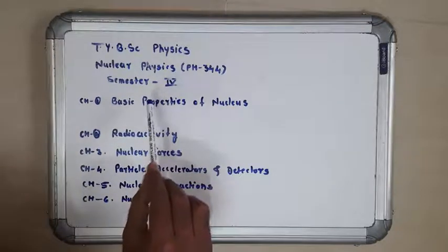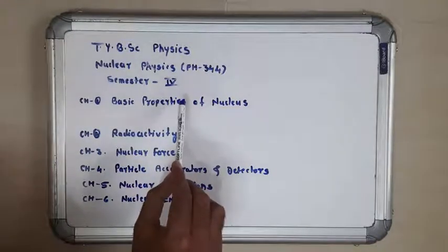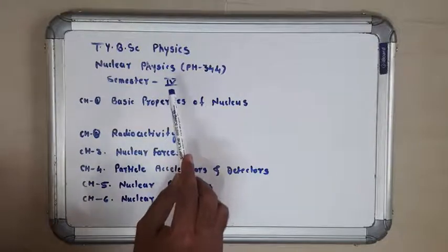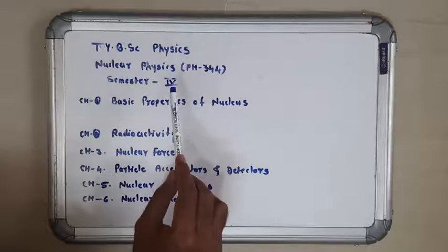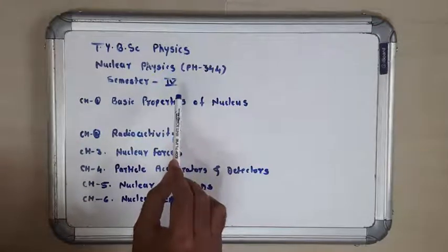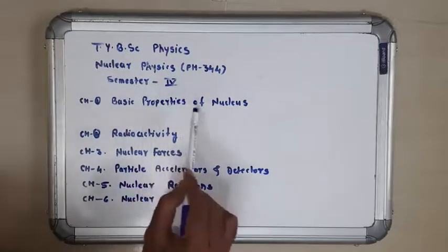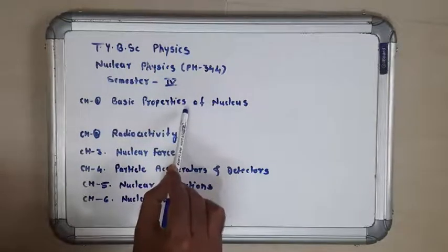First one is the composition of nucleus, charge, size, density of nucleus, nuclear angular momentum, nuclear magnetic dipole moment, electric quadrupole moment, parity and symmetry, mass defect and binding energy, packing fraction, classification of nuclei, stability of nucleus and related problems. All these topics are included in the first module.